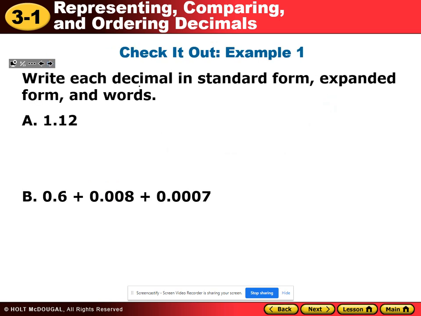Let's look again here. 1.12. It's better if we can say it in the correct way. 1 and, notice that's my decimal, 12 hundredths, because the 2 ends in the hundredths place value. All right, so let's look at the expanded form.